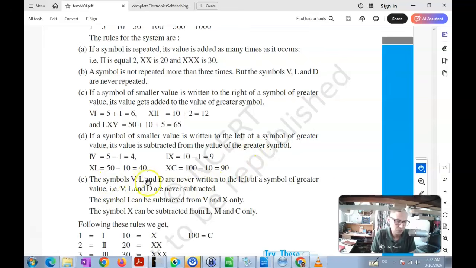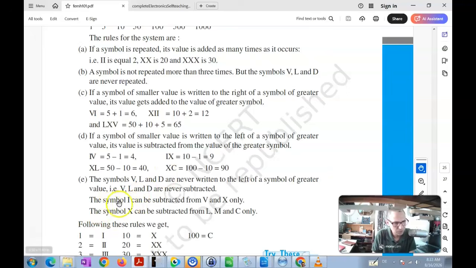So these are part of the same rules. For example, if you subtract a V or an L or a D from something in the number system, then you're going to create all of these problems. The number is going to look like something else. There is going to be confusion, that sort of thing.